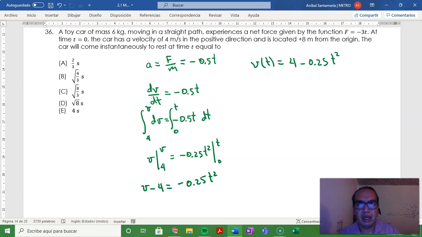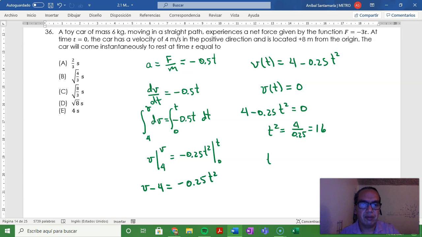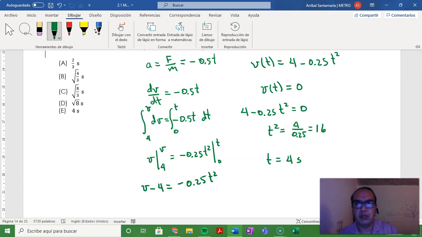Now, the car will come instantaneously to rest at some time t when the velocity is 0. So we can make this an equation. 4 minus 0.25 t squared is equal to 0. t squared is going to be equal to 4 divided by 0.25, which is 16. Therefore, the time that we're looking for is 4 seconds. And that is option E.